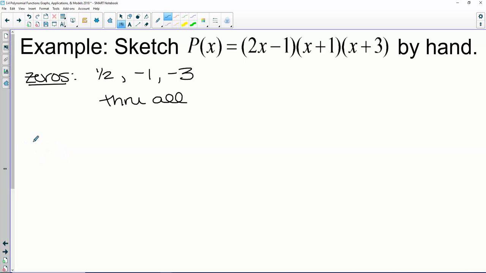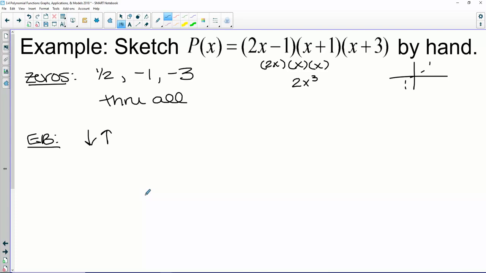Okay, I need the end behavior. So think about, that's based off the leading term. So we have to think, if we multiply this out, we would have a 2x times an x times an x. So we would have a 2x cubed. So what's it going to look like? Chair, down, up. Right? Because a normal cube graph looks like this, and we're not flipping it.